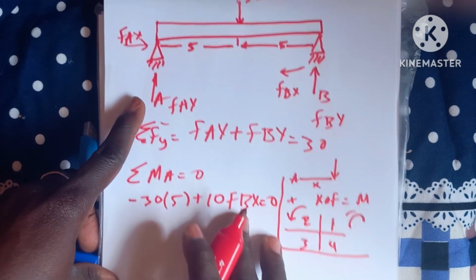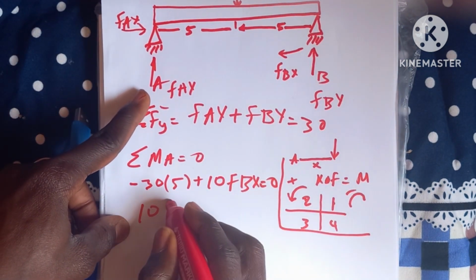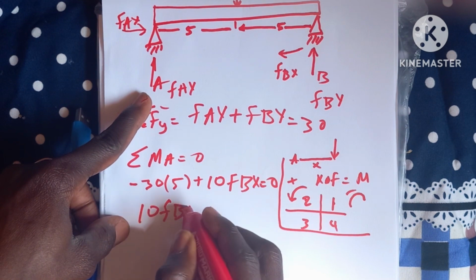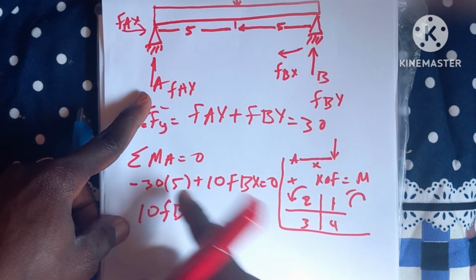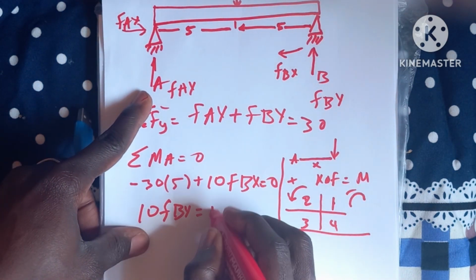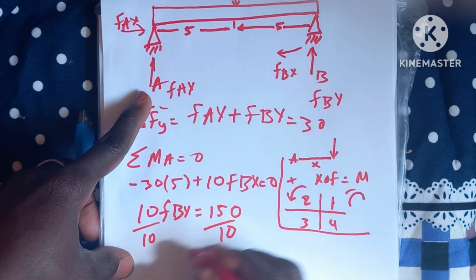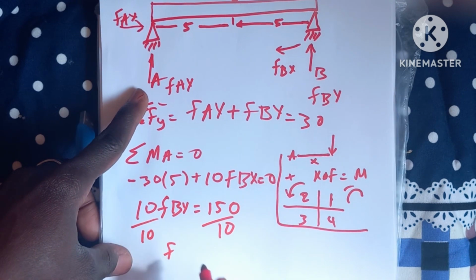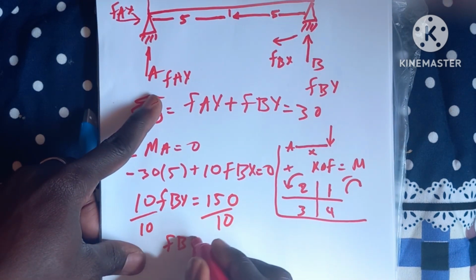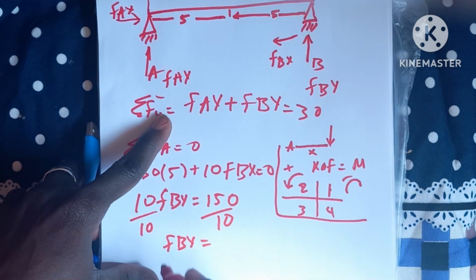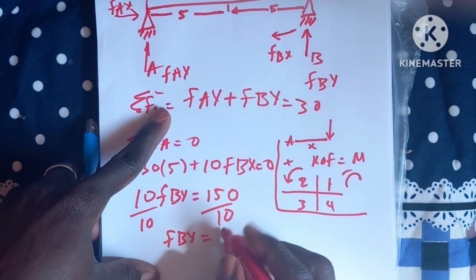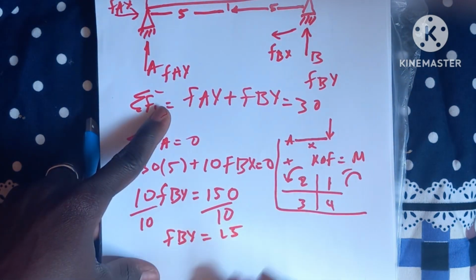Right. So now, solving for this one, I'm going to have 10 FBY is equal to 30 times 5, which is going to be 150. So dividing by 10 here, we have FBY is going to be 15 kilonewton.